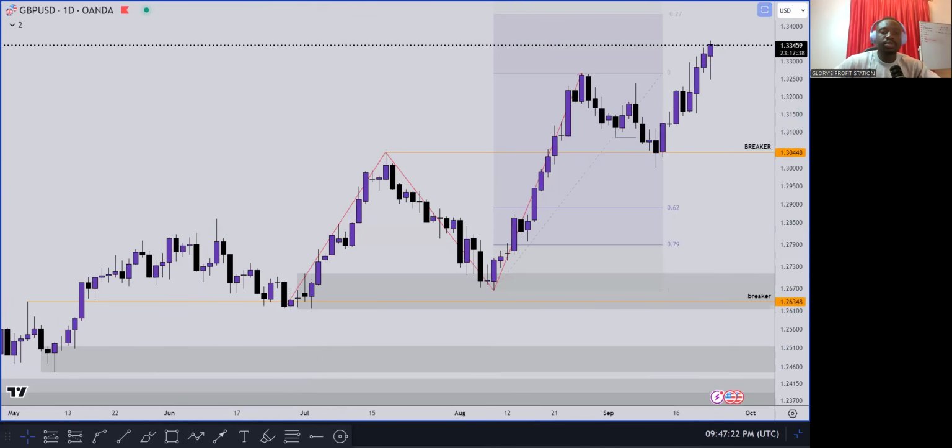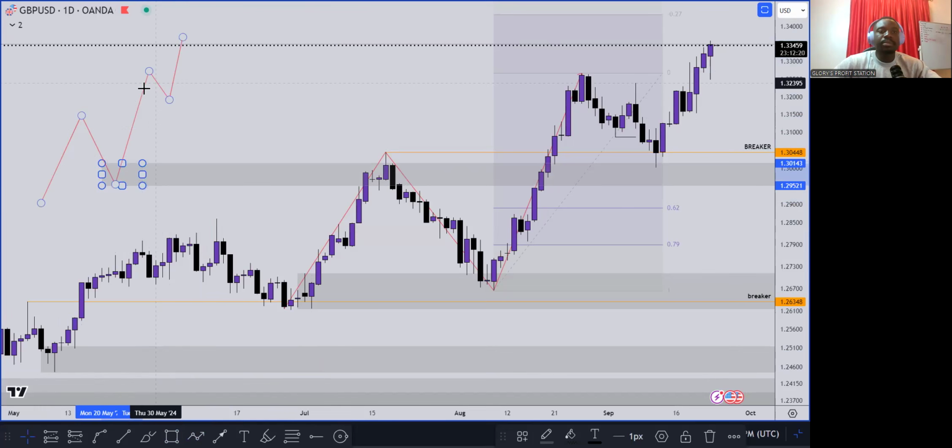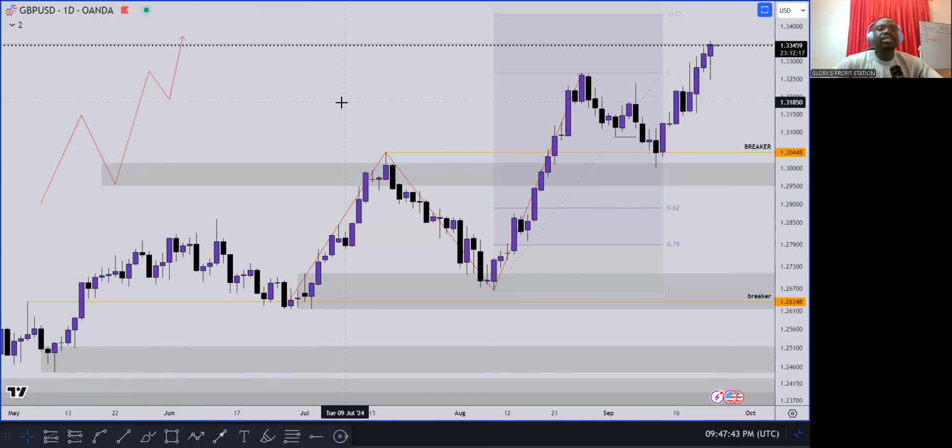Now, just to differentiate between the two, if you have structure like this, there's been a break of structure to the upside. When you have a short pullback like this and a continuation to the upside, especially when you maybe have one order block right here, this area here can be called an imbalance. For me, I don't really like to throw around these terminologies, but basically, one difference between an imbalance and a fair value gap is that an imbalance is much larger than a fair value gap.